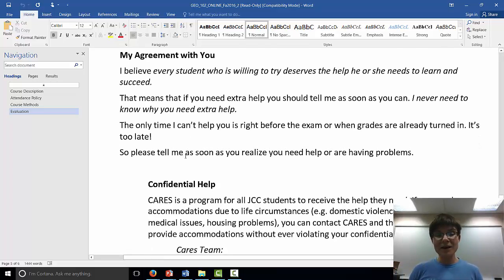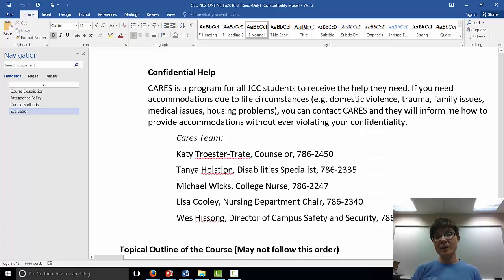So, confidential help. We have a CARES program on campus. If you're having personal problems, serious personal problems, that includes domestic abuse, trauma, family issues, medical issues, housing problems. It's not limited to those. Child care issues even. CARES is a program to get you set up with what you need in order to succeed.